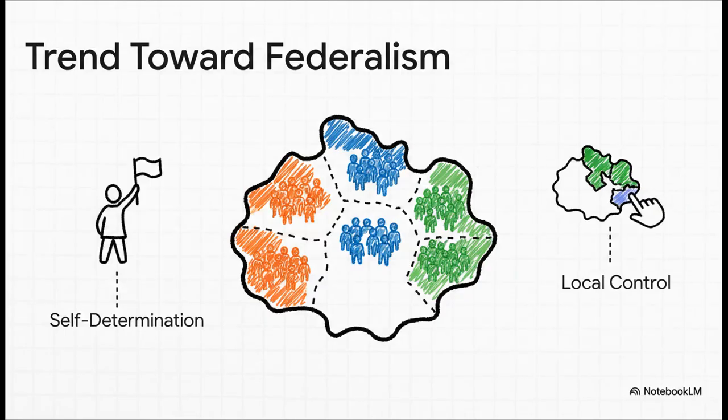So, which way is the world leaning? Well, there's actually a pretty strong global trend toward federal governments. And why is that? A lot of the time, it's a way to handle diversity. It allows different ethnic groups within a country to have more self-determination and local control over their own territory, which can go a long way in satisfying people and keeping a country together.